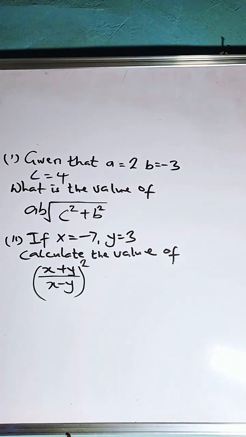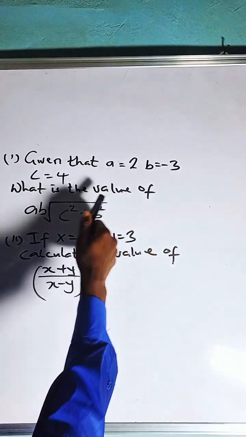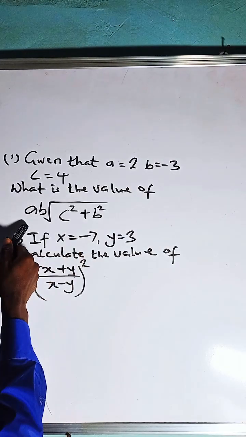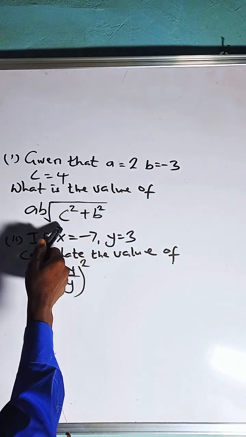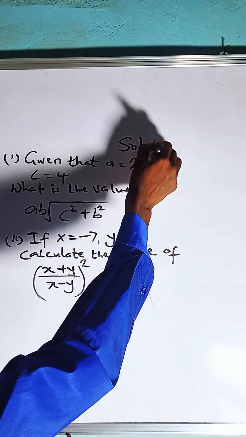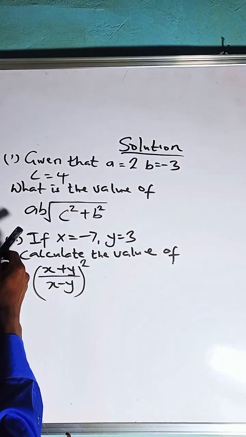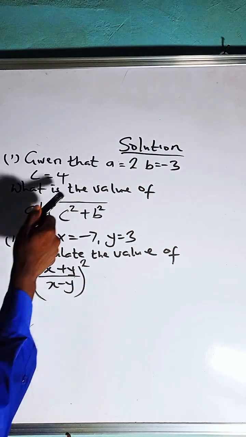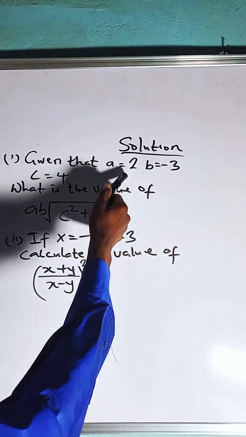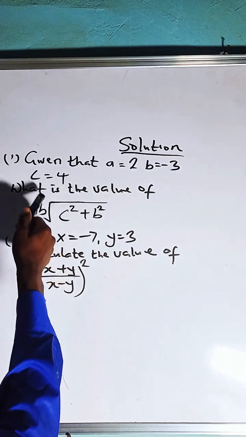The question says, given that A equals 2, B equals -3, C equals 4, what is the value of AB times the square root of C squared plus B squared? So how do we do the solution? We have to substitute the value of each letter and represent it by what they stand for. A stands for 2, B represents -3, C represents 4.